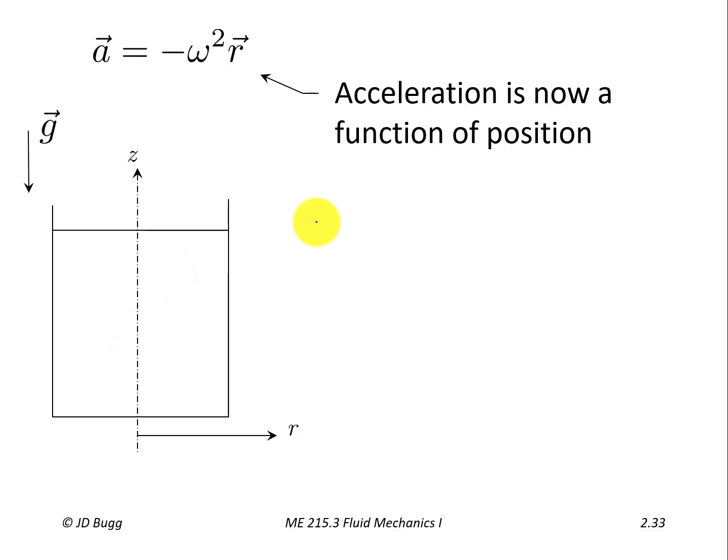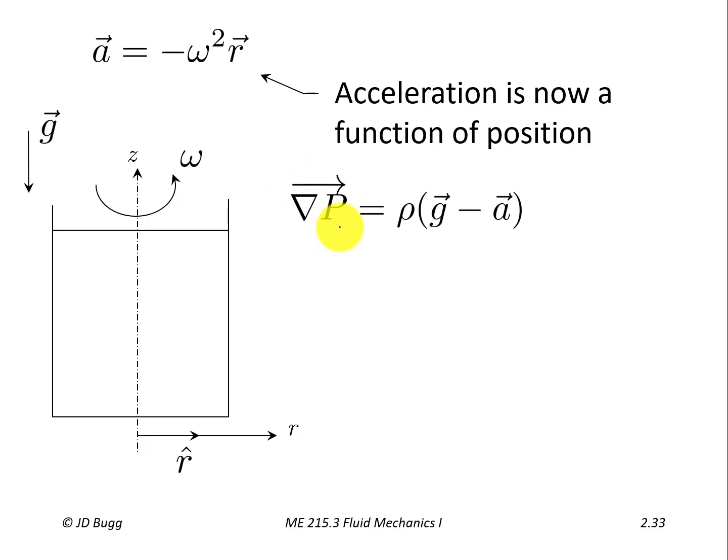So acceleration is now a function of position. It's not a constant like it is for linear acceleration. So moving on here, let's give this fluid some angular velocity, omega, some rotation rate omega, and take a look at the pressure gradient vector.